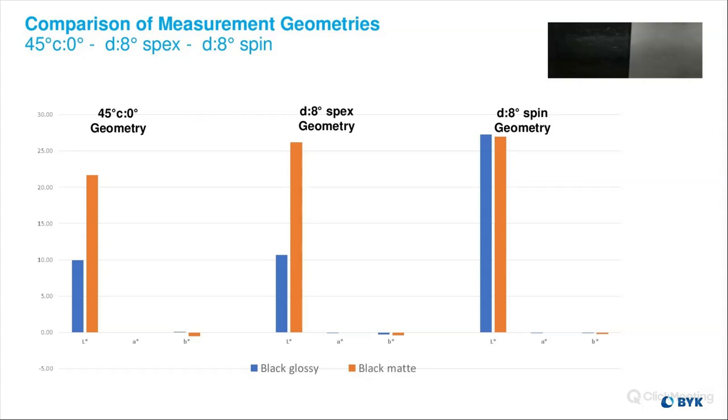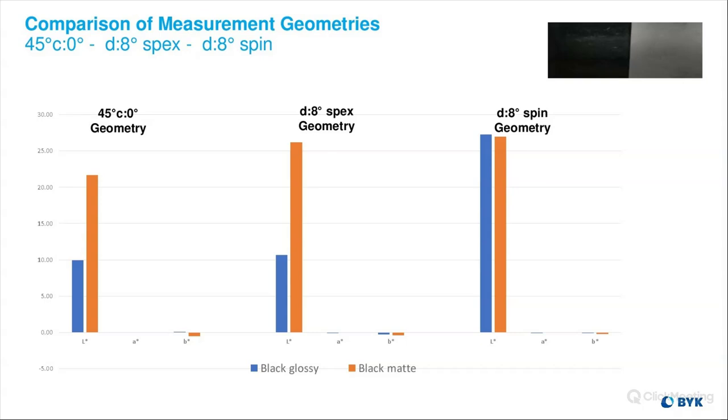And when we look at the matte sample, the orange graph here, now we start to see differences. Remember, as we get lower and lower in gloss levels, our correlation diminishes. So now we're getting a lot higher values on the L axis, and our B value remains the same.